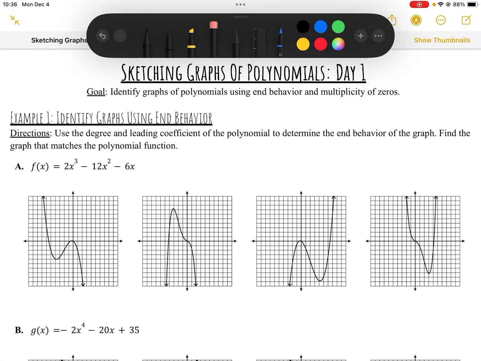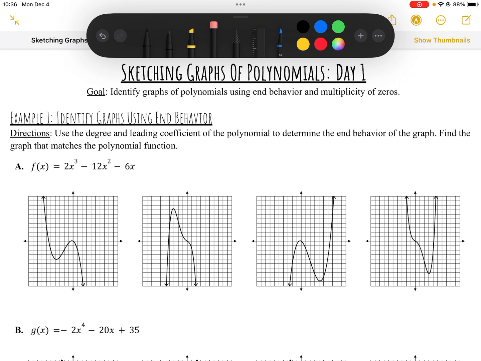In this lesson, we are going to look at sketching graphs of polynomials. So our goal, and this is going to be a 2-day lesson, so this is going to be day 1. Our goal is going to be identify graphs of polynomials using end behavior and multiplicity of zeros. So today, we are going to look at polynomials, multiplied all the way out. Tomorrow, we'll look at factored form of polynomials.